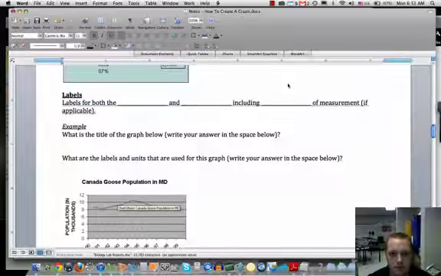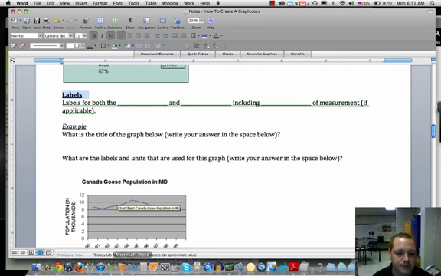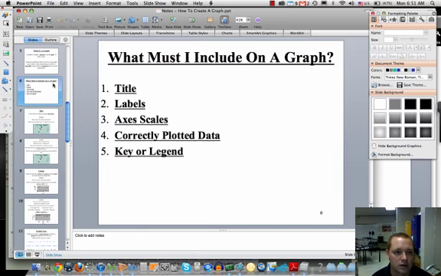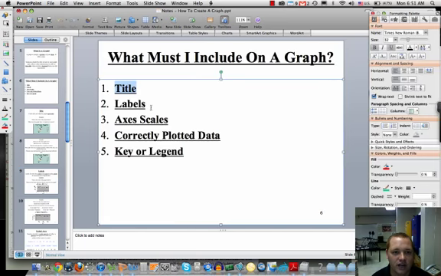Let's continue with notes on how to create a graph, and let's talk about labels. If you're still filling out this page, we filled out the title. Next is labels, one of the five items you must include on a graph.